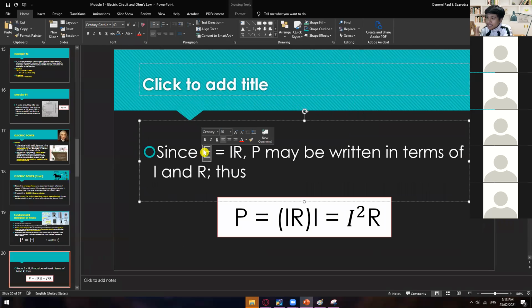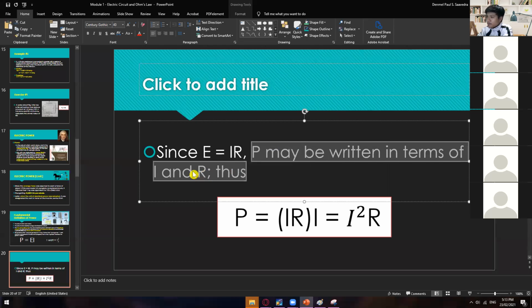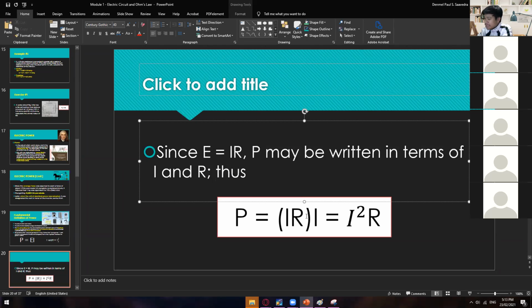And since E is equal to IR, this is actually Ohm's law: V is equal to IR, or E is equal to IR, so they are just the same. P may be written in terms of I and R, so just simply substitute E by IR. Let's say E is not given, but your I and R are given, then you can use this formula instead. As you can see, we have IR times I. If you simplify this a little bit more, you will get this formula, I squared times R. So were you guys able to follow so far, and how did we come up with such a formula?